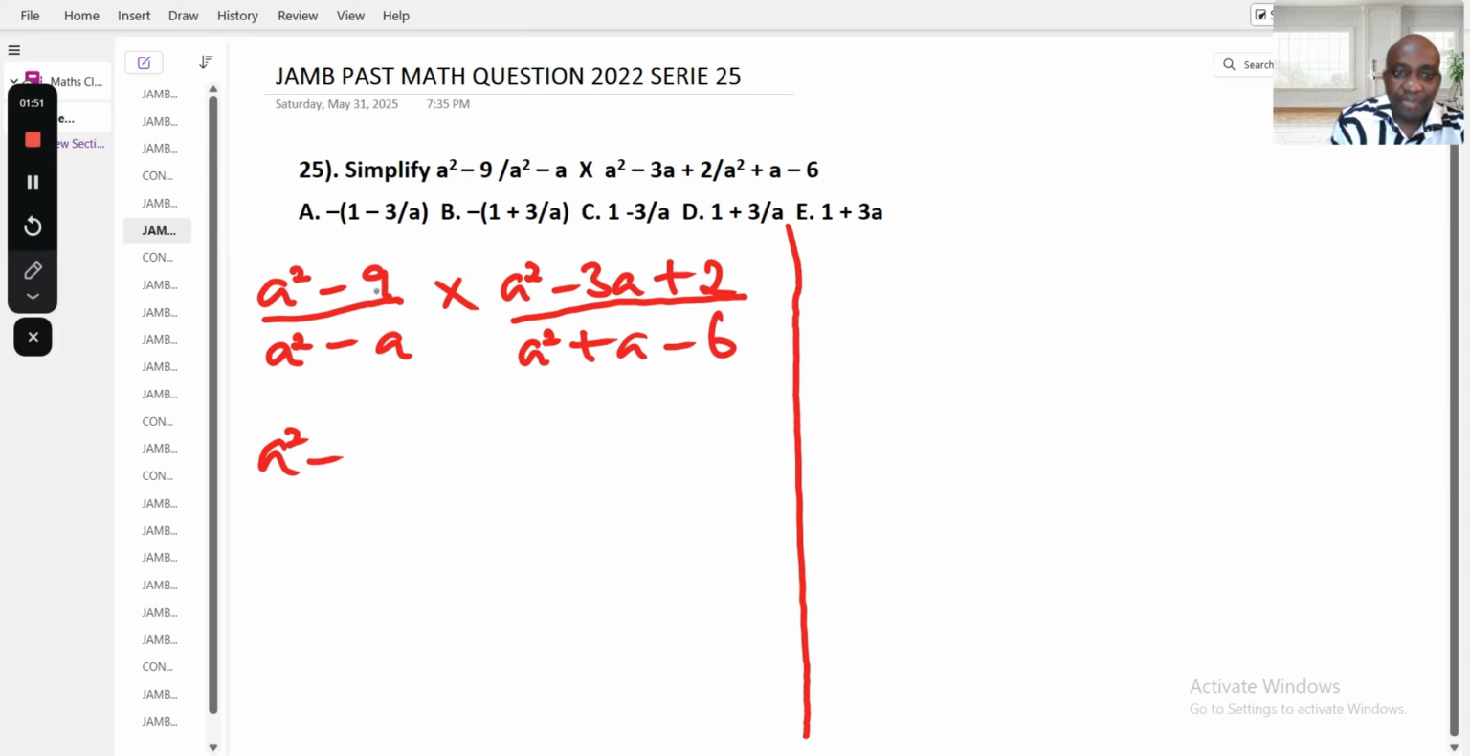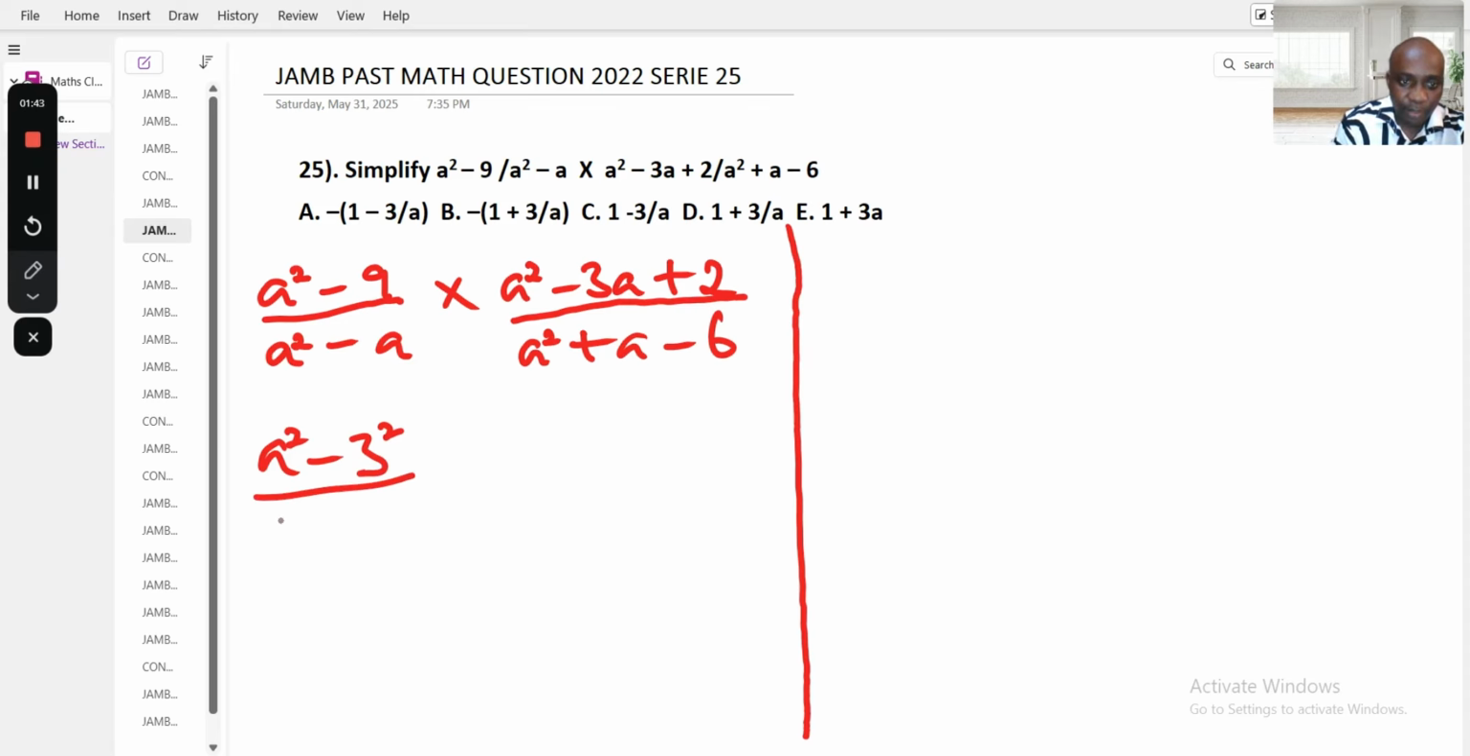Therefore, we have 9. 3 times 3 is equal to 9. It's the same thing as 3 raised power 2, isn't it? Yes. Okay. A raised power 2 minus a, multiplied by a raised power 2 minus 3a plus 2. Let's work this one out.